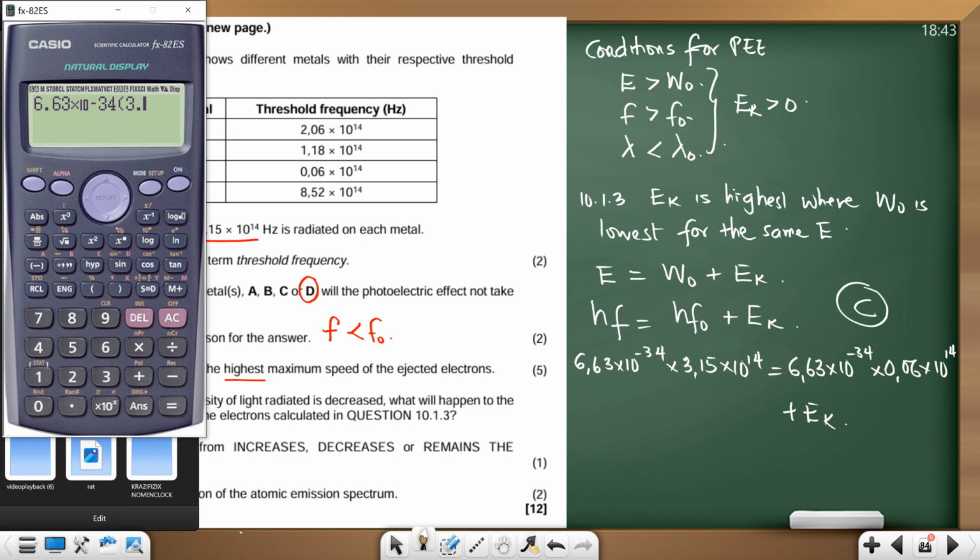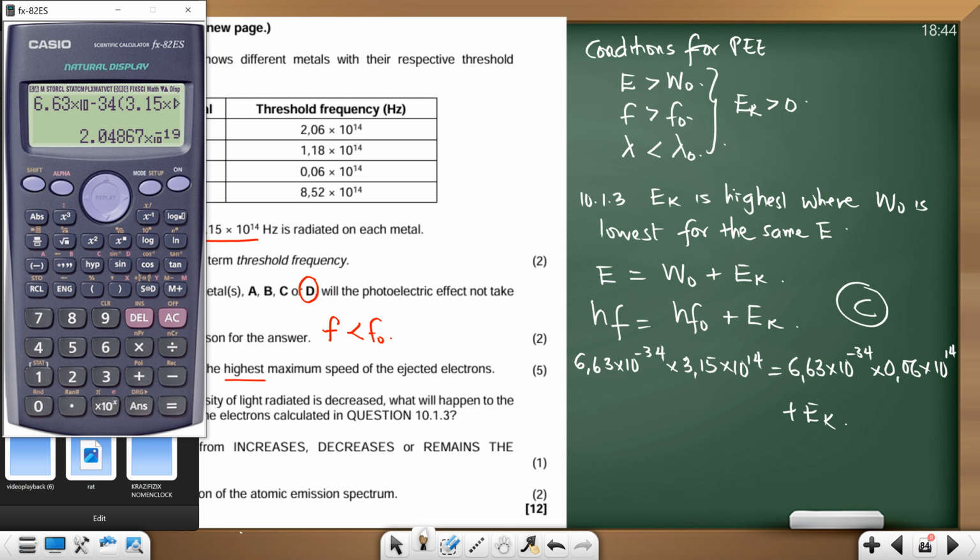Okay, all right, I'll help you now. 3,15 times 10 to the power 14 minus 0,06 times 10 to the power what? 14. Check your answer. Is that what you have? You sure? All right. 2, don't round off yet. 2,048. You have that answer? Because I need it. Is that what you got?